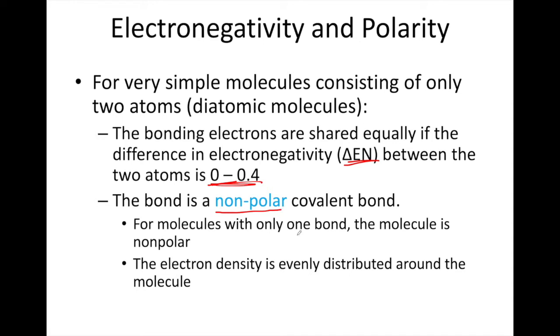For molecules with one bond, if the bond is nonpolar, then the whole molecule can also be considered nonpolar. Again, for molecules with more than one bond, we have to look at some other factors as well. We can say that the electron density is going to be distributed evenly around these molecules.